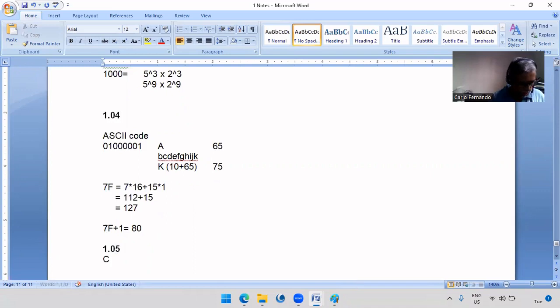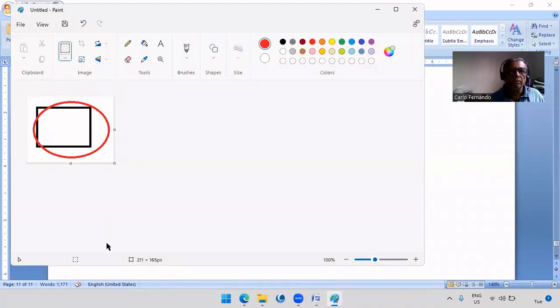Column first, row second. How do you remember this? It is in alphabetical order. C comes first, R is second. So C first, R second. You can take it like that.